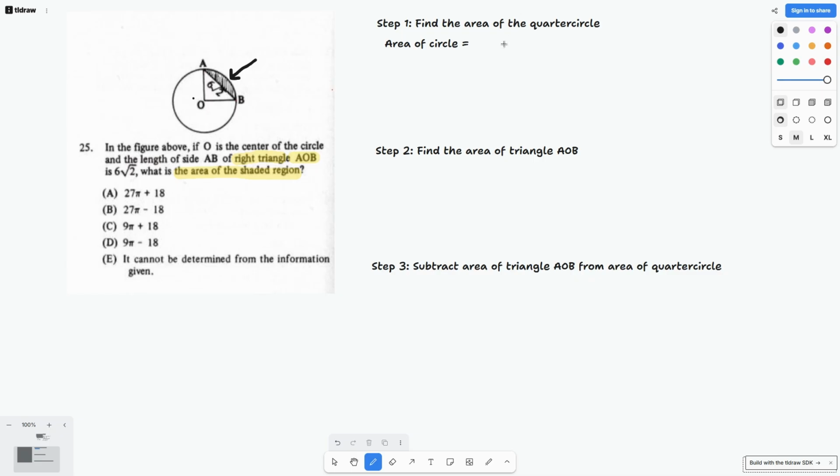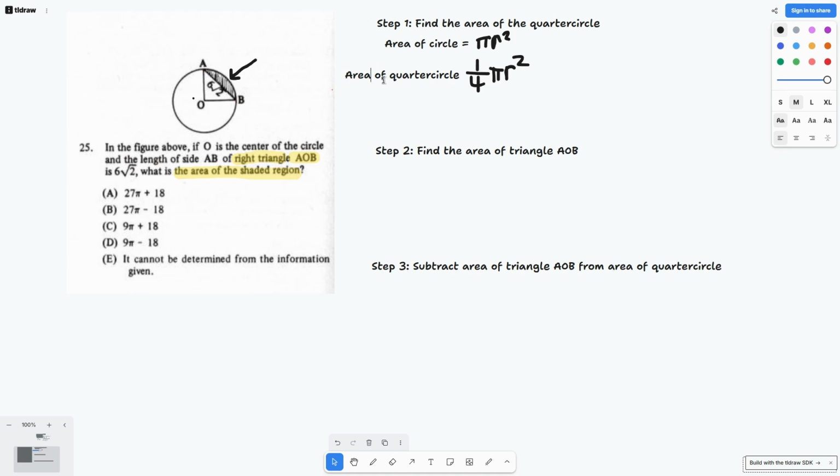I'll use a marker to write this. But this will be for an entire circle, right? Like I mentioned, we want the area of a quarter circle or a fourth of a circle. So what formula do you think we would use to find an area of a quarter circle? Well, if you guessed 1/4 pi r squared, you'd be correct. We're just going to do 1/4 pi r squared. Let's say this is area of quarter circle.